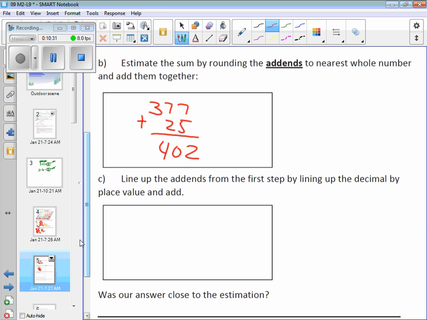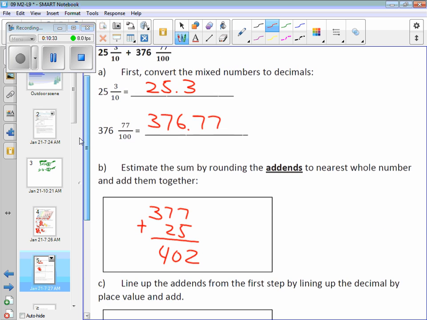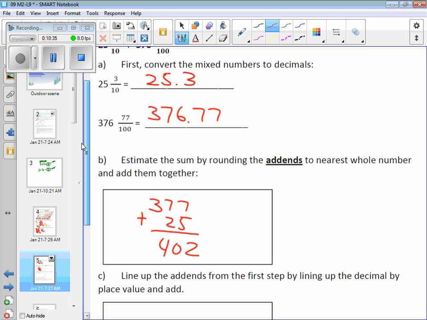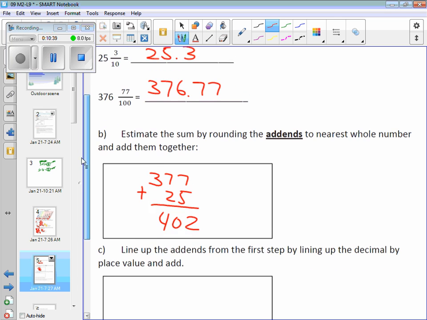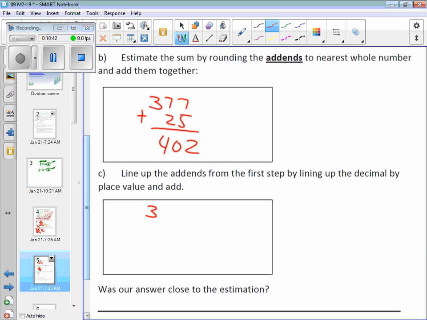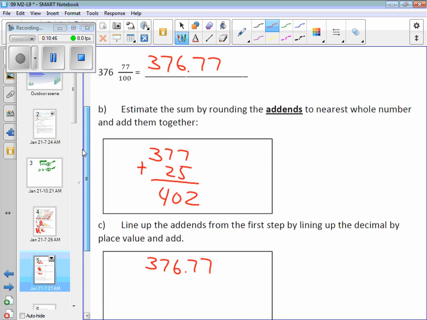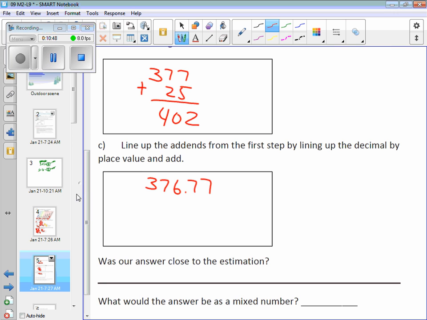Okay, when we add decimals, we have to line them up by decimal. It doesn't matter which one you put first, but I'll stay with the longer one and put that up top. And then I'm going to show you something that you may have also learned in elementary school as well. We have to line up the decimal. So start by doing that.